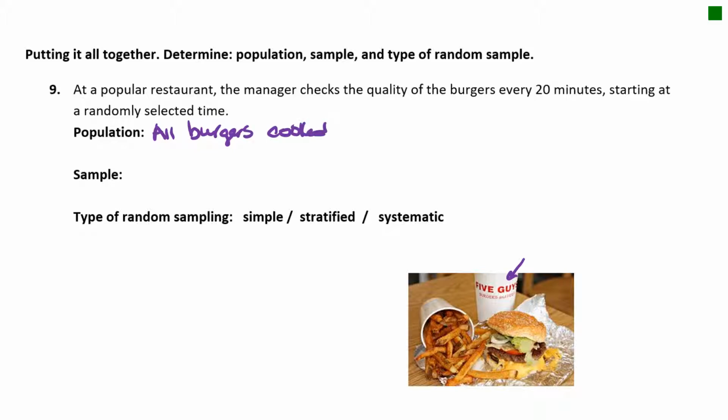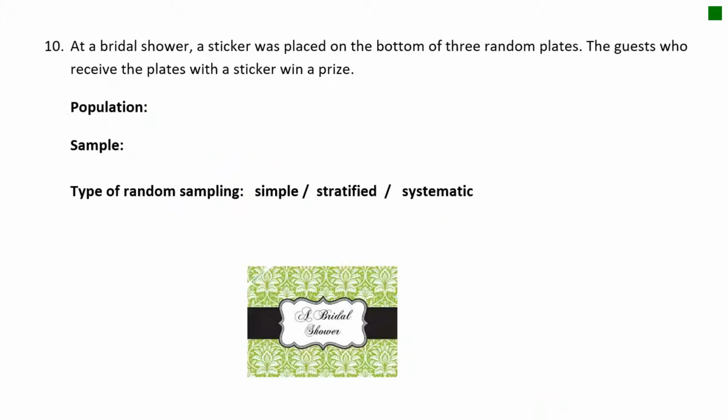All burgers cooked. What is the smaller part that we're talking about? We're talking about those burgers that we select. So it's the burgers selected. And how do we get this? Simple, willy-nilly, stratified, divide them into groups, or systematic. Do it every 3rd person, every 20 minutes, every 5th burger. Very systematically collected, okay? All right.